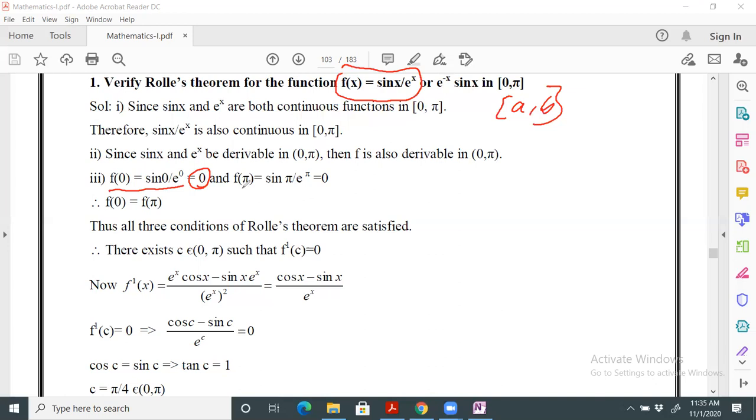Next, f of b. b is nothing but pi here. f of pi equals sin pi by e power pi.